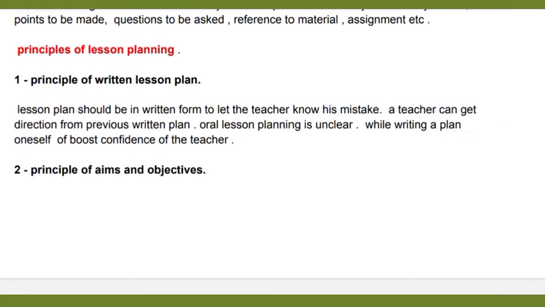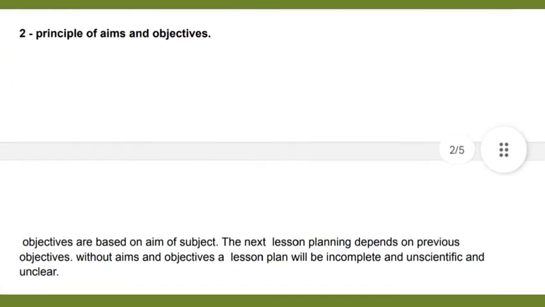First is the principle of written lesson plan. A lesson plan is basically a written format. There are two types of lesson plan, oral lesson plan and written lesson plan. But a written lesson plan is much more effective than an oral lesson plan, because if the teacher makes any mistake, she can correct herself. Okay.